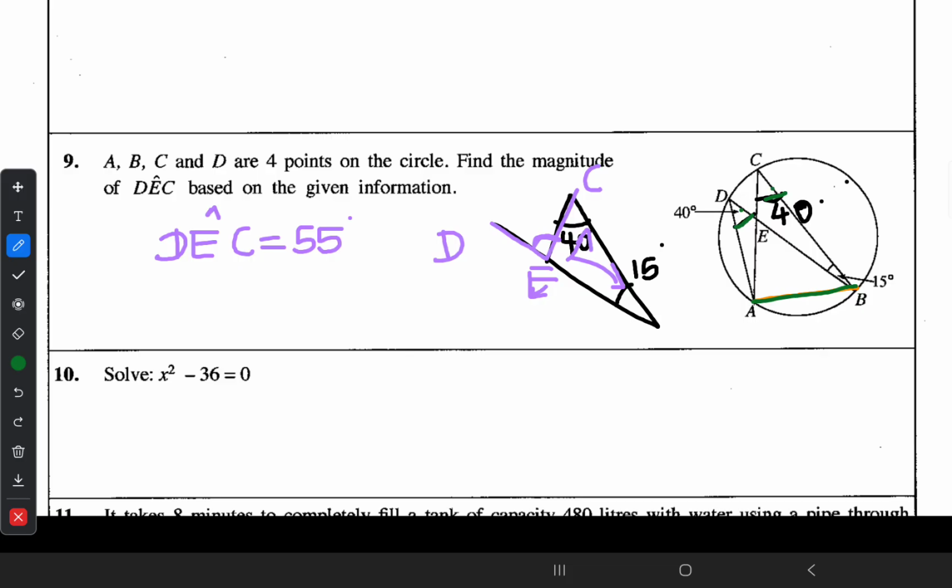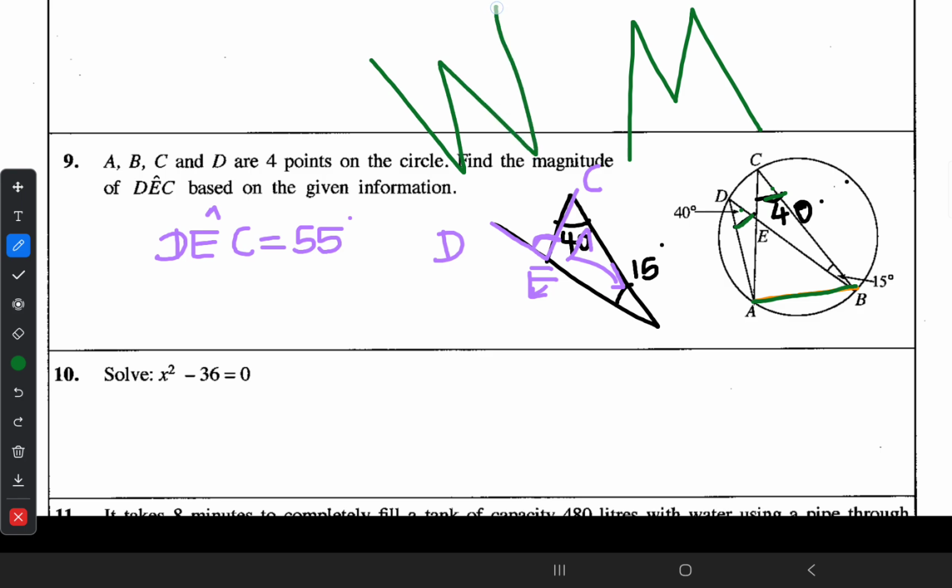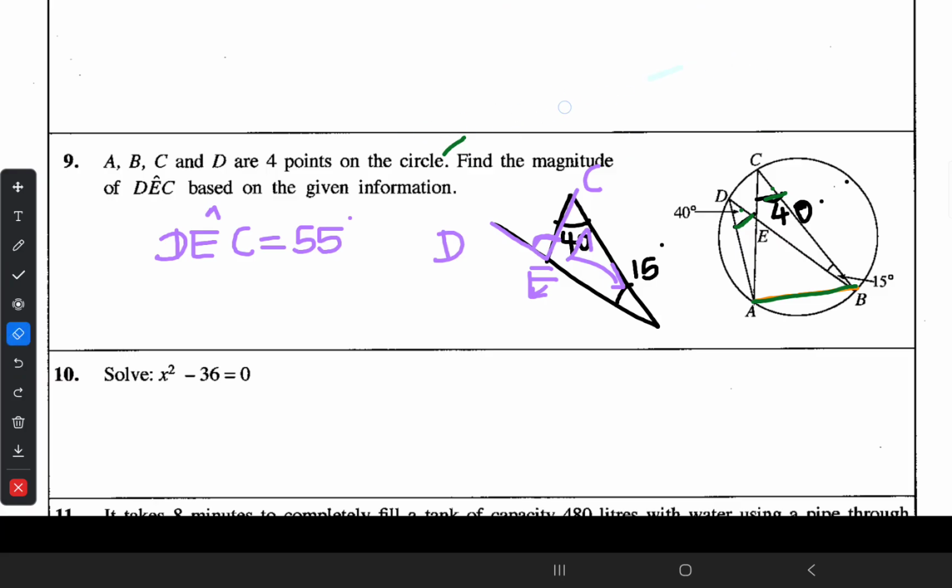So think about it. You can see a capital M or capital W letter. By using that, you can identify the chord-related theoretical angles. So here we have a capital M kind of shape, so those angles are the same. Thereafter, if this is 40, this is 15. Now we need the exterior angle. The exterior angle of a triangle equals the sum of the interior opposite angles. 40 plus 15 would be 55. That's all about the 9th question.